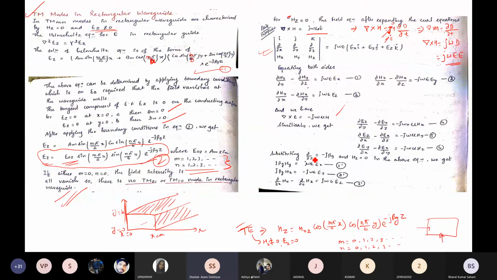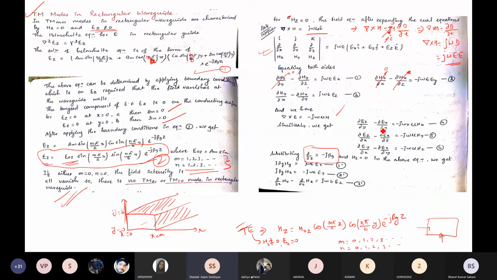Already we have got, substituting del by del z is equal to minus j beta g, and Hz is equal to 0. In the above equation, we get these 6 equations. j beta g Hy is equal to j omega epsilon Ex. Because Hz is equal to 0, this component will be 0.